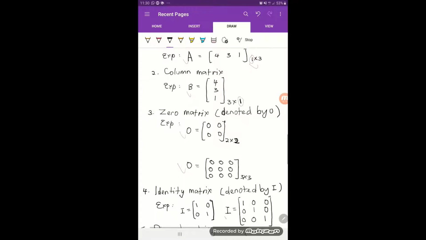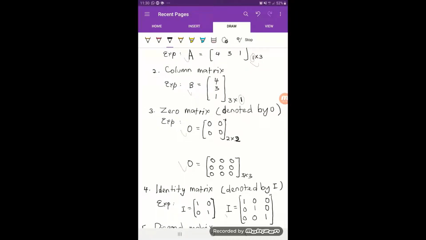The next is the identity matrix. An identity matrix is a diagonal matrix in which all its diagonal entries are 1, denoted by I. This is in order 2 times 2 and this is in order 3 times 3.